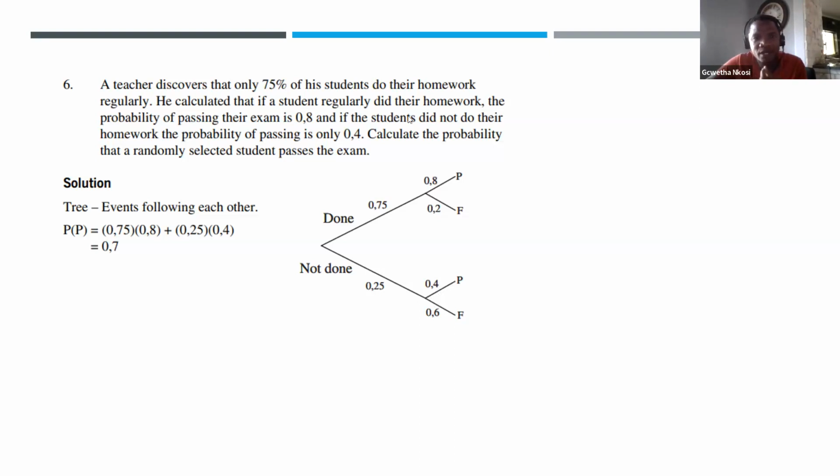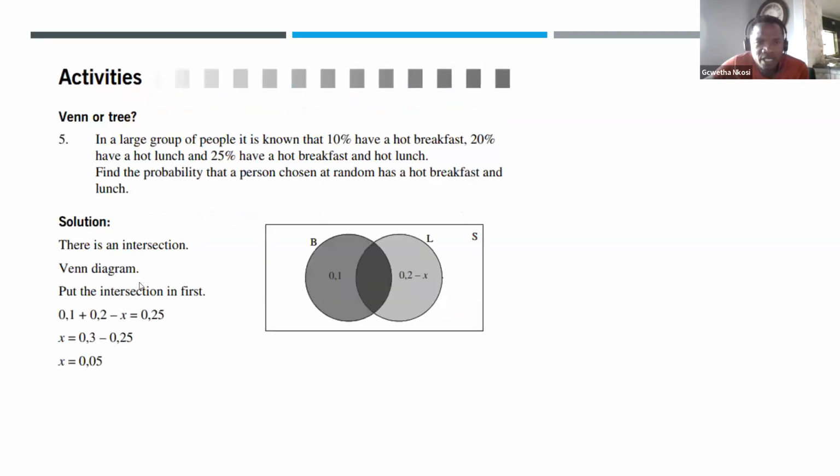Now, calculate the probability that the student will pass. So now we are going to look at both legs from the beginning, but our end outcome should be pass. So we do away with failure, we do away with F, we do away with F. So now it should be 0.75 times 0.8, plus 0.25 times 0.4. So these are the numbers, of which it is 0.7.